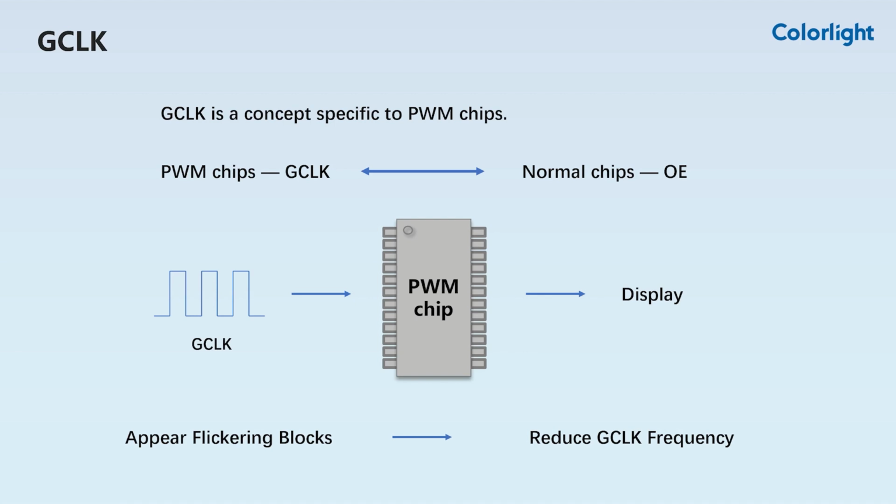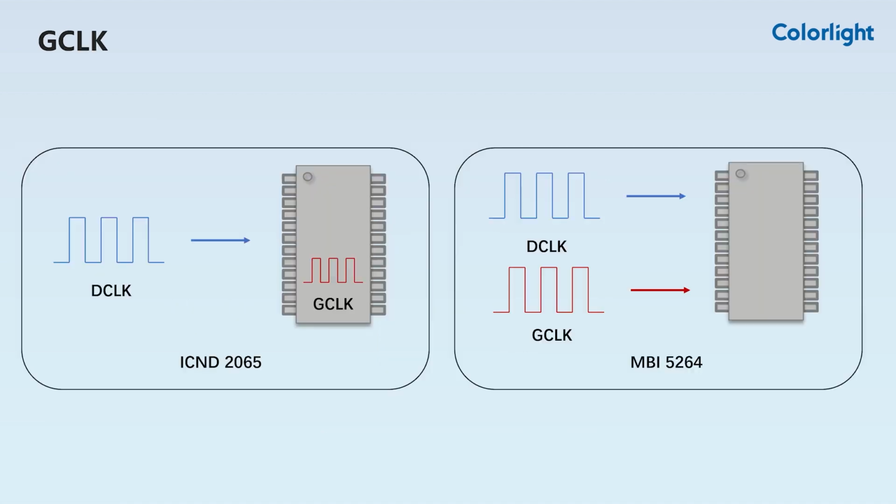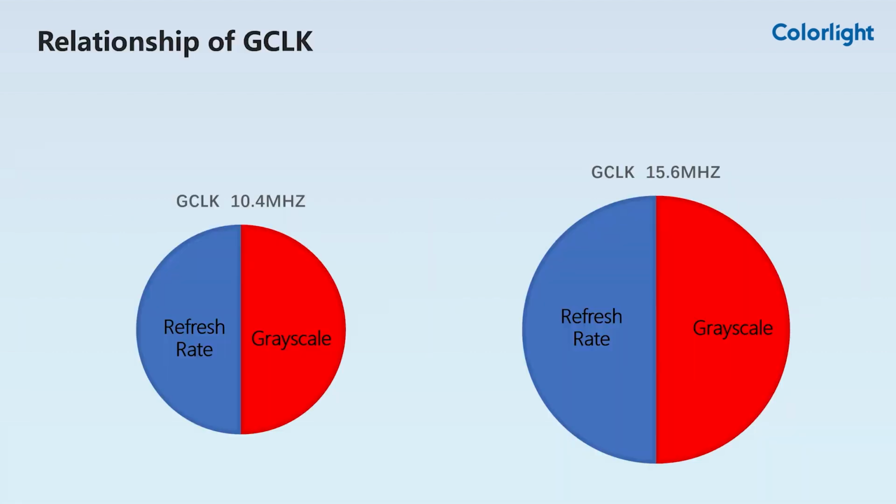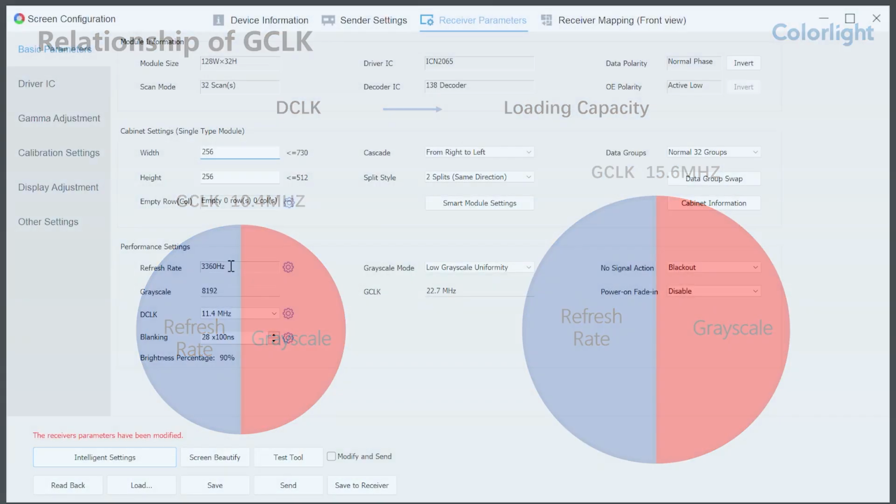If the display shows flickering blocks in units of driver chips, it may be due to GCLK being too high and the frequency of GCLK needing to be reduced. PWM chips are diverse. The GCLK of some driver chips is determined by DCLK such as ICND265, while the GCLK of some driver chips can be adjusted independently, such as MBI 55264. In PWM chips, the loading capacity of the cabinet is still related to the DCLK, but the refresh rate and grayscale value are determined by the GCLK.